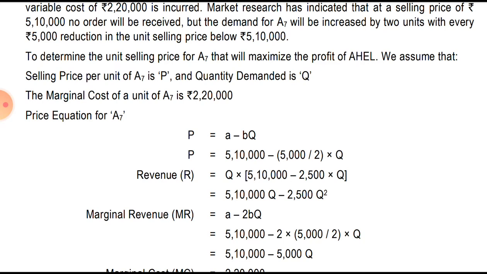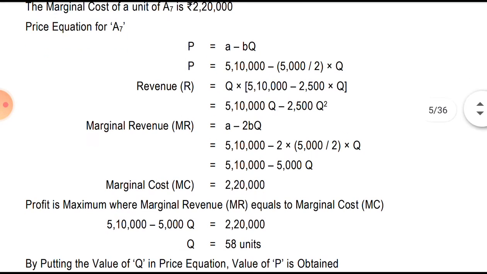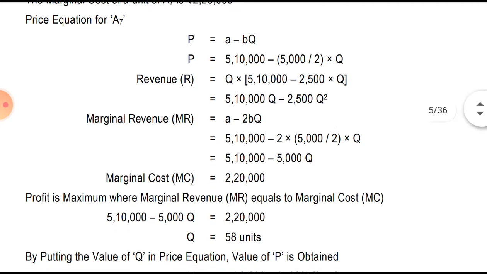Assume that the selling price per unit of A7 is P and the quantity demanded is Q. The marginal cost of the unit A7 is 2,20,000, that is MC is 2,20,000. Now the price equation for A7 is P is equal to A minus BQ, that is 5,10,000 minus 5,000 divided by 2 into Q. Now for revenue, we multiply Q with the entire equation, that is Q into (A minus BQ). So it will be 5,10,000 Q minus 2,500 Q square.